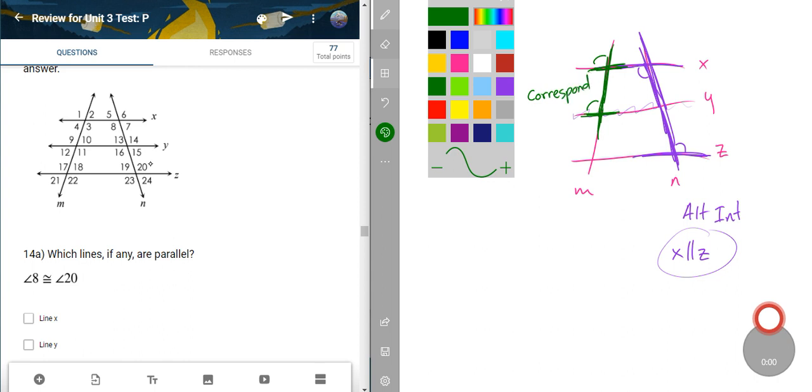So my corresponding angles, if they're congruent, then the lines are parallel. So now I've got X is parallel to Y. This is for 14. This was for 13. And so the converse to the corresponding angles is going to tell me that since those are congruent, then X is parallel to Y.